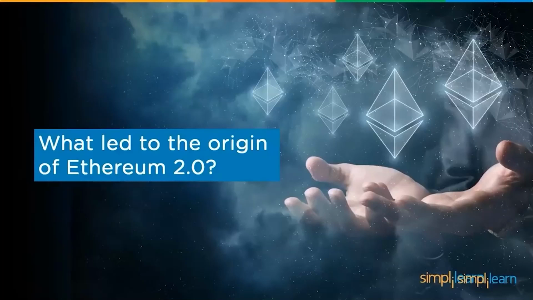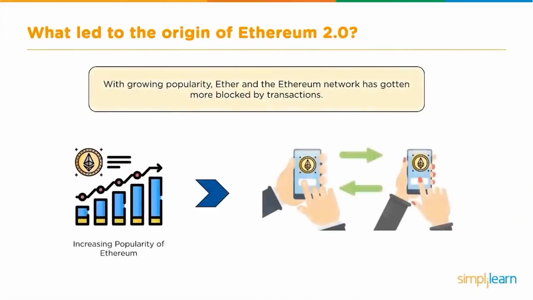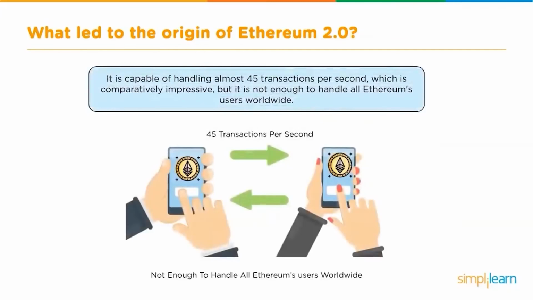Then, what led to the origin of Ethereum 2.0? With growing popularity, Ether and the Ethereum network have become more blocked by transactions. Currently, it is capable of handling 15 to 45 transactions per second, which is comparatively impressive, but it is not enough to handle all of Ethereum's users worldwide. Also, the high demand is driving up transaction fees.